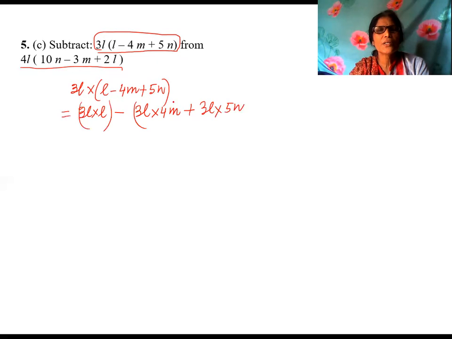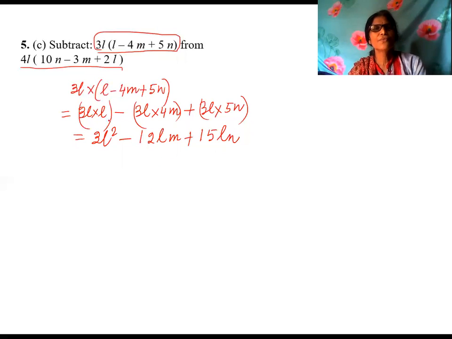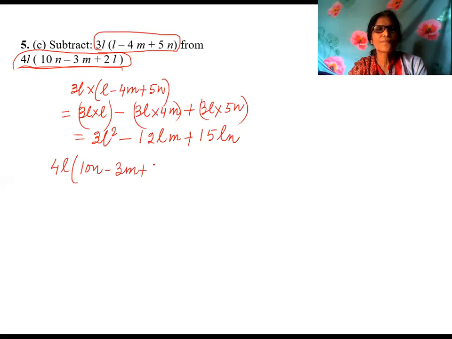So there are three terms. So this gives you 3l square minus 12lm plus 15ln. This is the first term. Then I am coming to the second, this one: 4l into 10n minus 3m plus 2l. How much? It will be 4l into 10n minus 4l into 3m plus 4l into 2l.